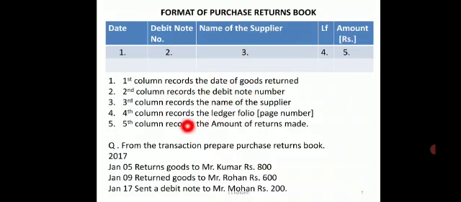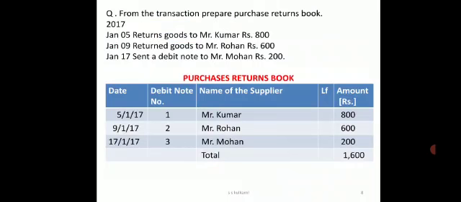Now we'll see one problem. From the following transactions, prepare purchase returns book. So we have return of goods, and you have some transactions. On 5th you returned goods to Kumar. On 9th returned to Mr. Rohan. Then on 17th sent a debit note to Mohan. So it is the same problem with transactions.